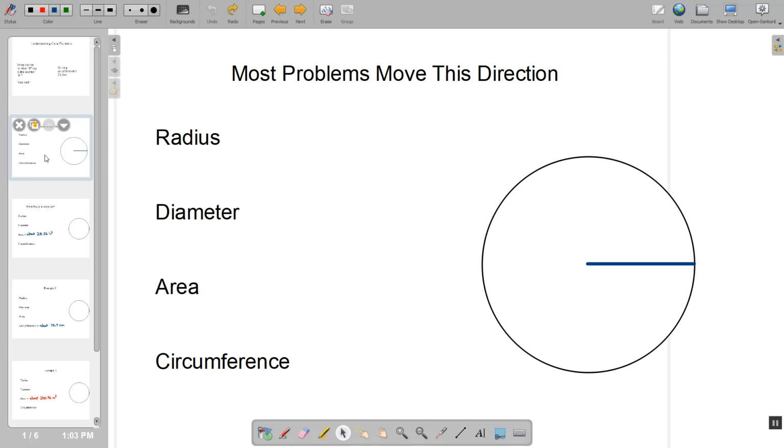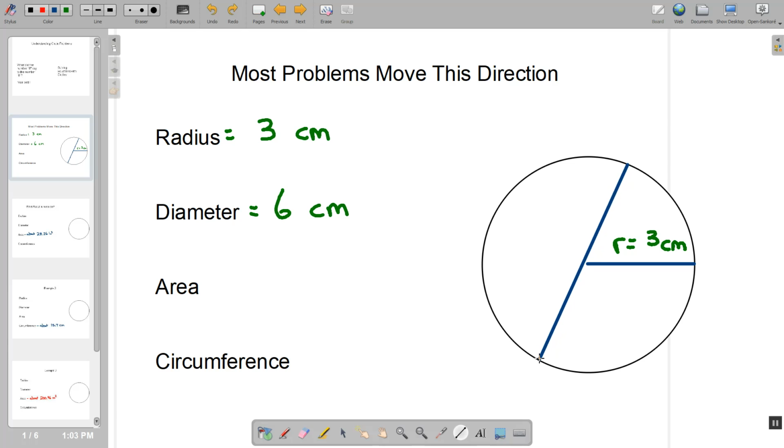So when we are working on problems with circles, usually they're going to give us the radius or the diameter. For example, if we have a problem that gives us the radius as 3 centimeters, we can then use that to find the diameter of 6 centimeters because the radius is half of the diameter. Okay? Then, once we have the radius, we can then use that to help us find the area.